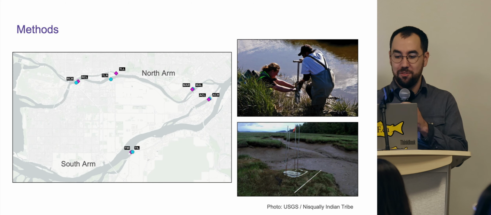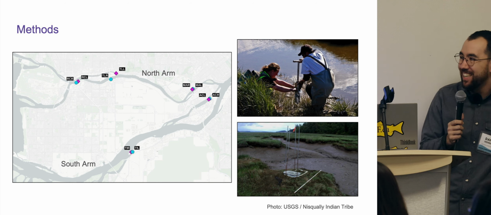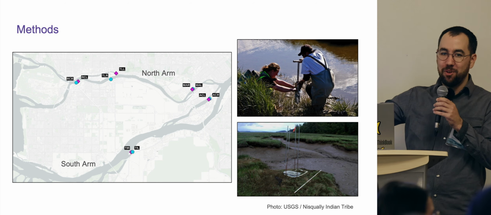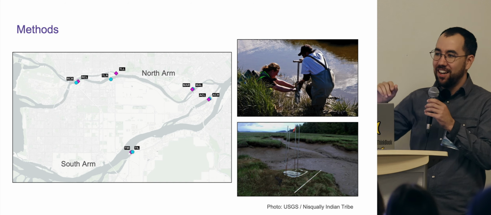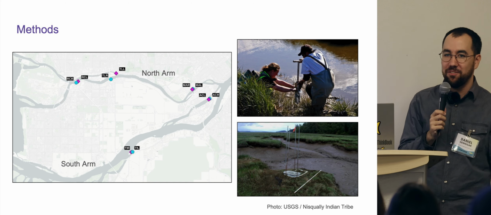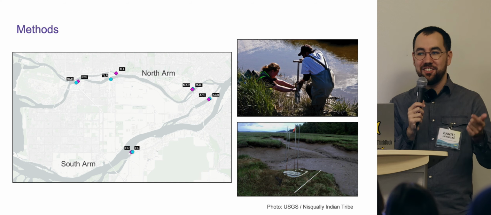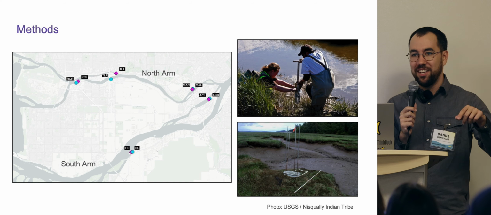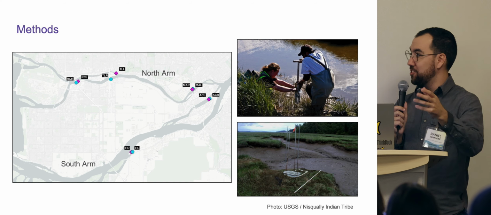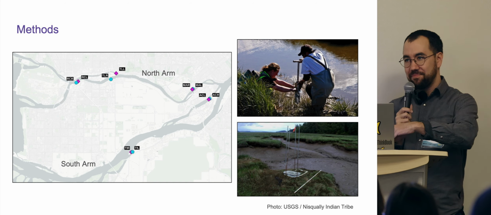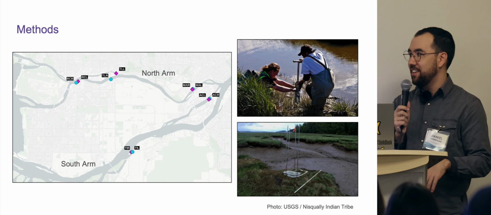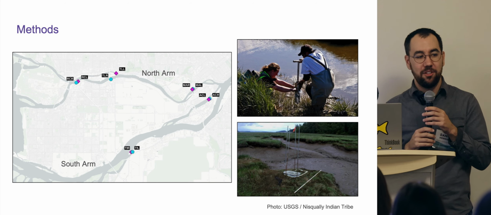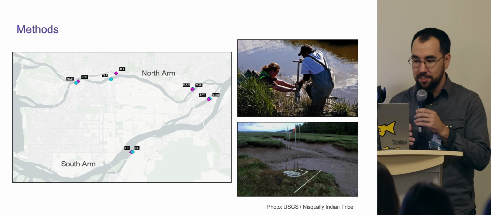I have 1 minute, so I'm going to breeze through my methods. So we have 10 marshes throughout the estuary. We have 5 purple loosestrife sites and 5 paired reference sites. At all of these marshes, we have collected benthic invertebrate samples and terrestrial invertebrate samples. Every invertebrate sample has associated vegetation data, and we also collected soil at every site to look at soil nutrient levels. We borrowed our invertebrate sampling methods from USGS and Nisqually down in Washington.